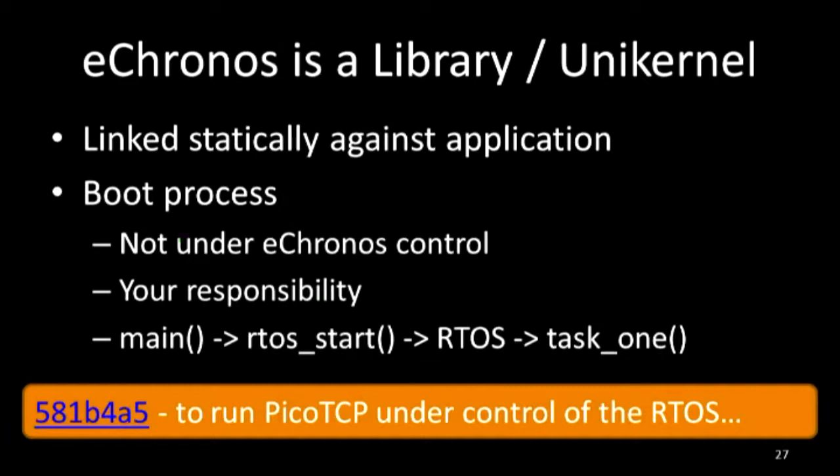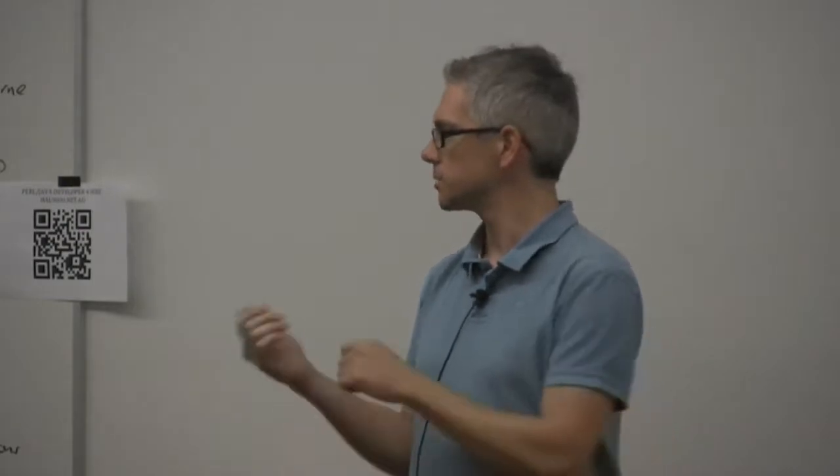So you have your application, and you have a bit of extra code that is eChronos, and you build the two statically together. You link them together into one binary, and that is the binary that is going to run on your microprocessor or as a user space process in Linux. That's how you combine an application with eChronos. That means that everything is also allocated statically. You will get into that a little bit later on.